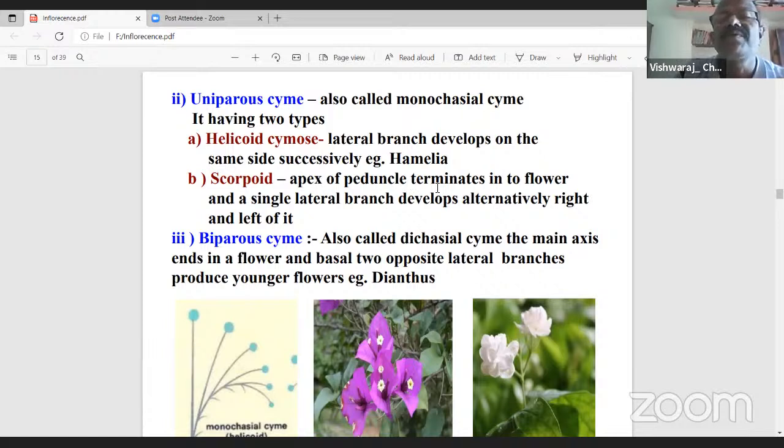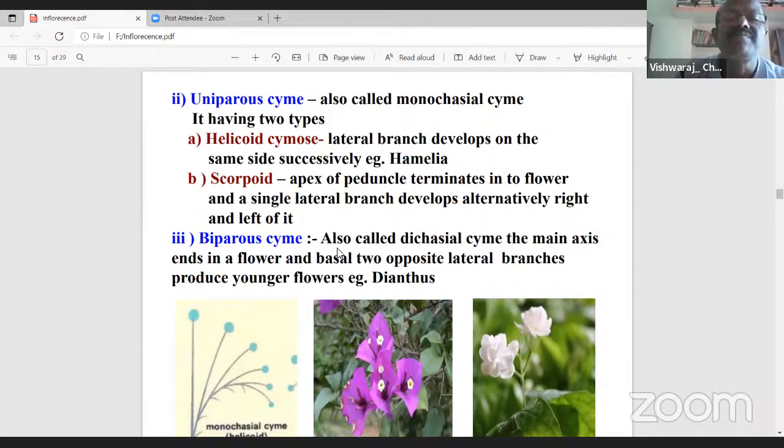The apex of the peduncle terminates into a flower, and a single lateral branch develops alternately right and left to it. In helicoid, lateral branches develop on the same side successively. Example, Hamelia. So uniparous means one branch only, and they divide into helicoid and scorpioid.